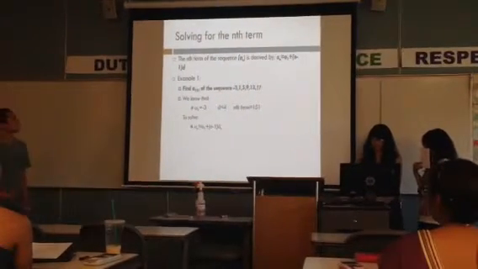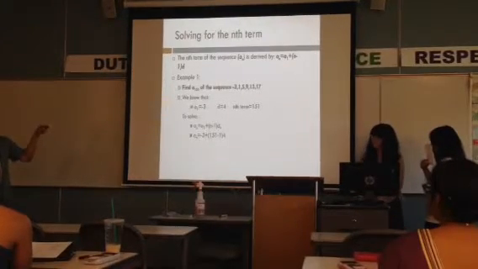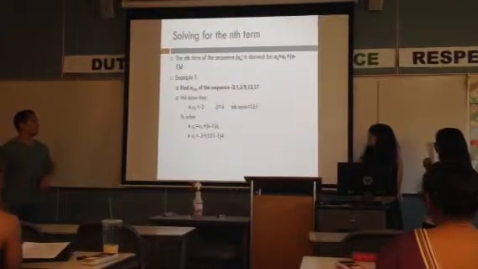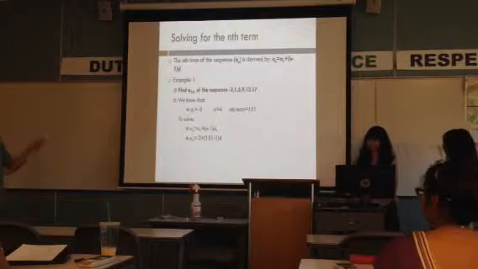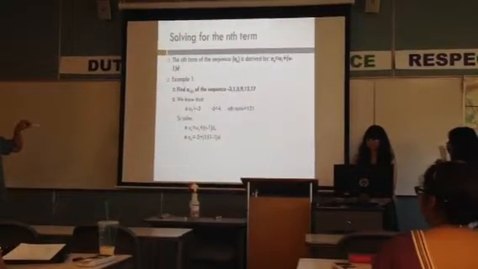This is an example. The nth term of the sequence a n is derived by a n equals a1 plus n minus 1 times d. So if we're given an example or a problem, a151.